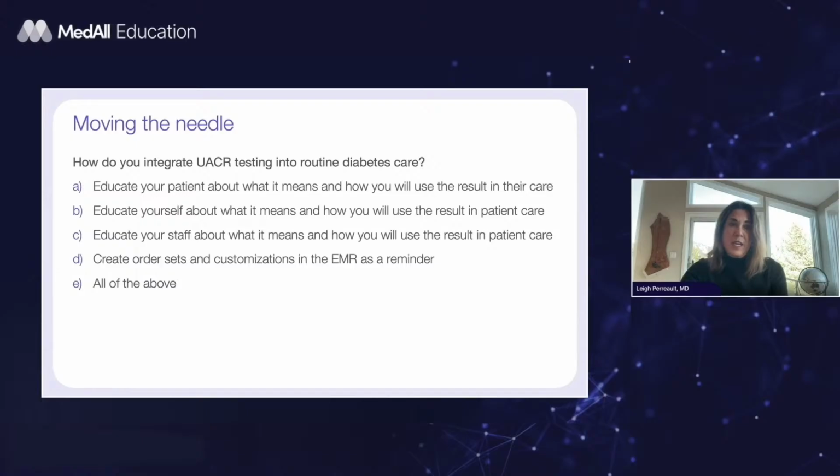Do you A, educate your patient about what it means and how you will use the result in their care? B, educate yourself about what it means and how you will use the result in patient care. C, educate your staff about what it means and how you will use the result in patient care. D, you could create order sets and customizations in the electronic medical record as a reminder. Or E, all of the above. So think about how you would integrate UACR testing into routine diabetes care.